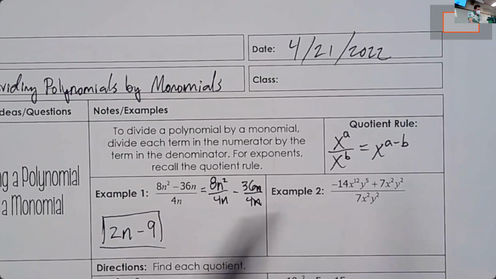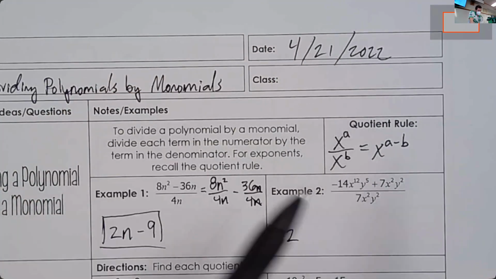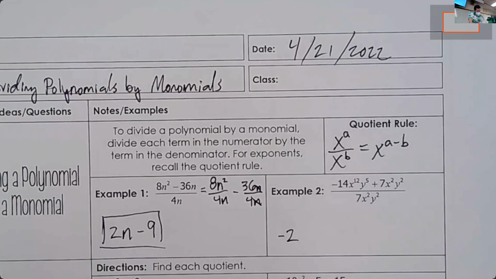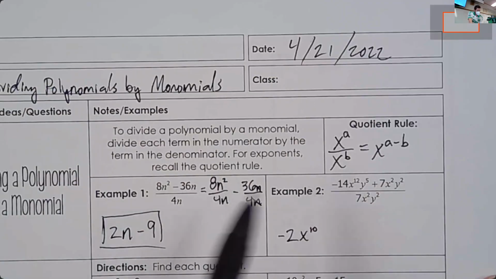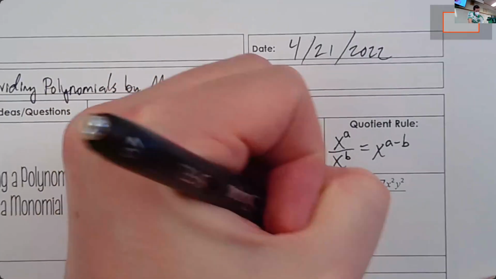Negative 14 divided by 7 is negative 2. X to the 12th divided by x squared, subtract the exponents. 12 minus 2 is 10, so that's x to the 10th. And then y to the 5th divided by y squared, 5 minus 2 is 3, so that's y to the 3rd power.